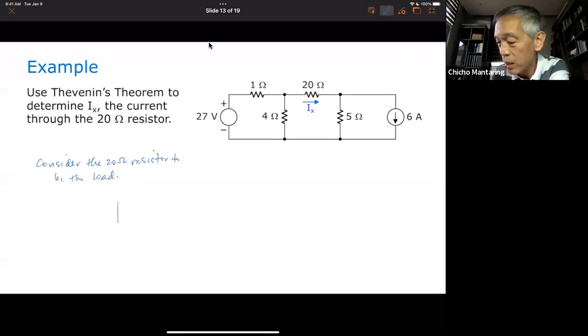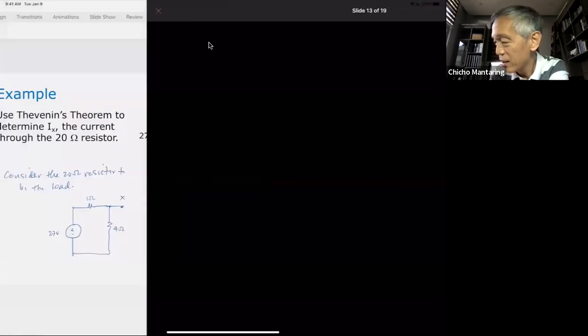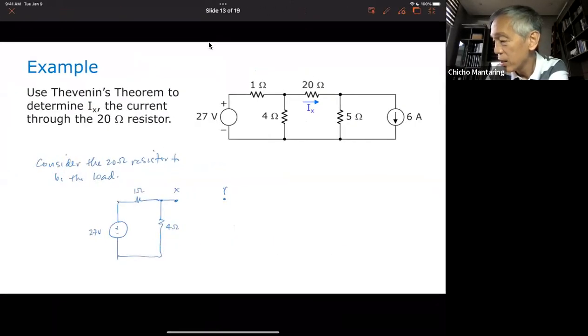No? I have my 27-volt source. I have my 1 ohm here. I have my 4 ohm. Okay, this is now X, Y. Okay. 5 ohms, 6 amps.